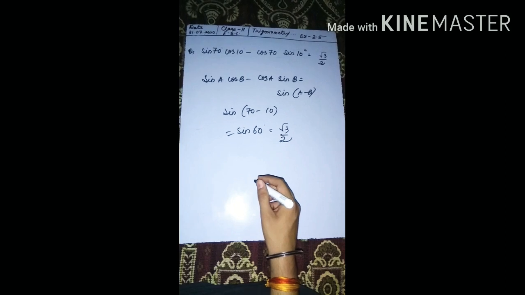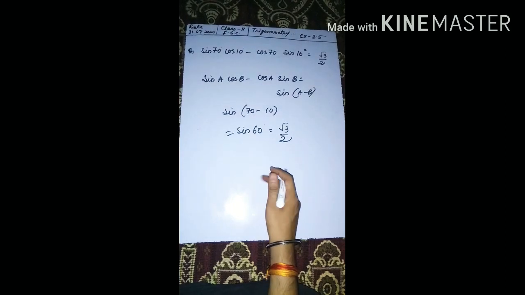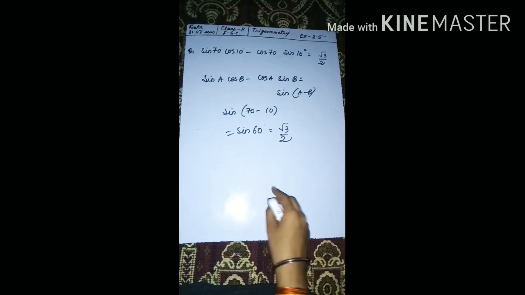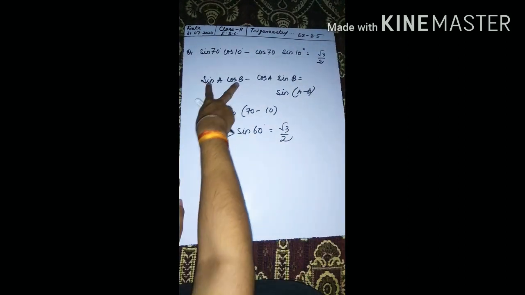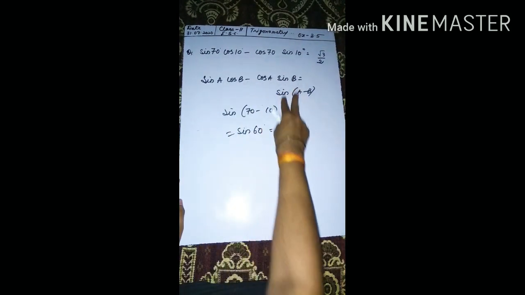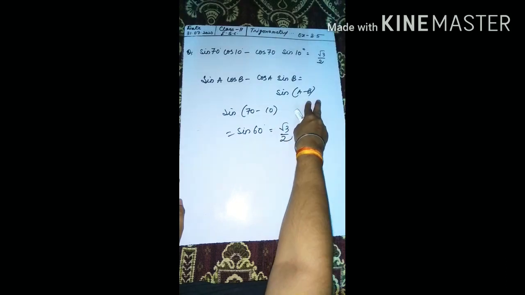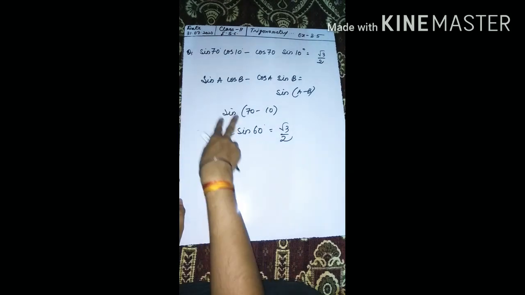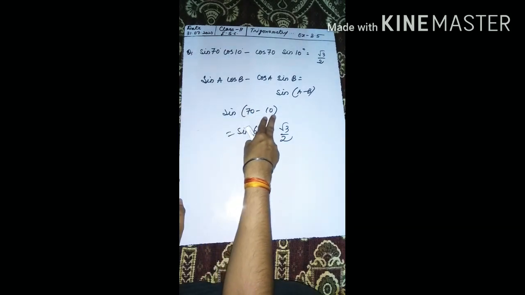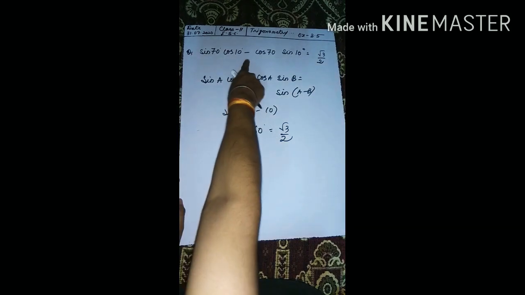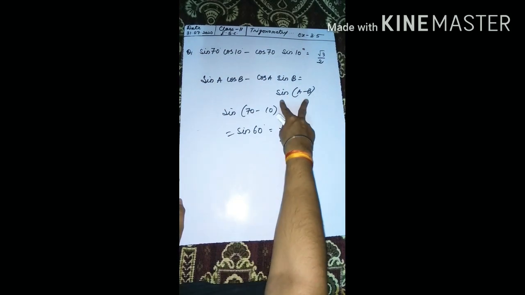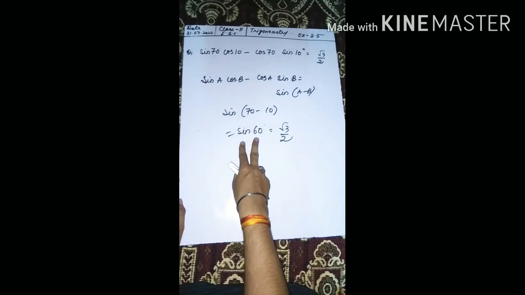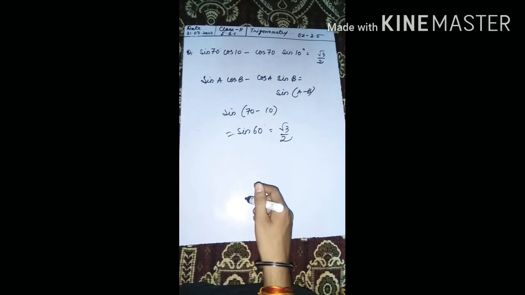Okay, similarly if you see the question, sin 70 cos 10 minus cos 70 sin 10 equal to root 3 upon 2, we have to prove. So we can use sin A cos B minus cos A sin B equal to sin A minus B identity. Okay, this is sin 70, okay, so sin 70 minus 10. We have used the identity sin A cos B minus cos A sin B, which is sin A minus B. So sin 70 minus 10 will give you sin 60, and sin 60 is root 3 upon 2.